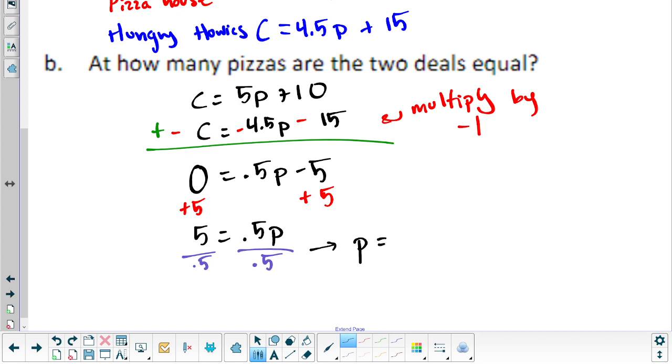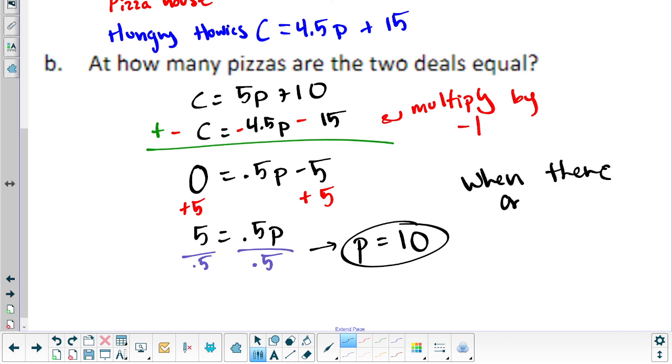So really this is p equals 10, which means when there are 10 pizzas, the costs are the same.